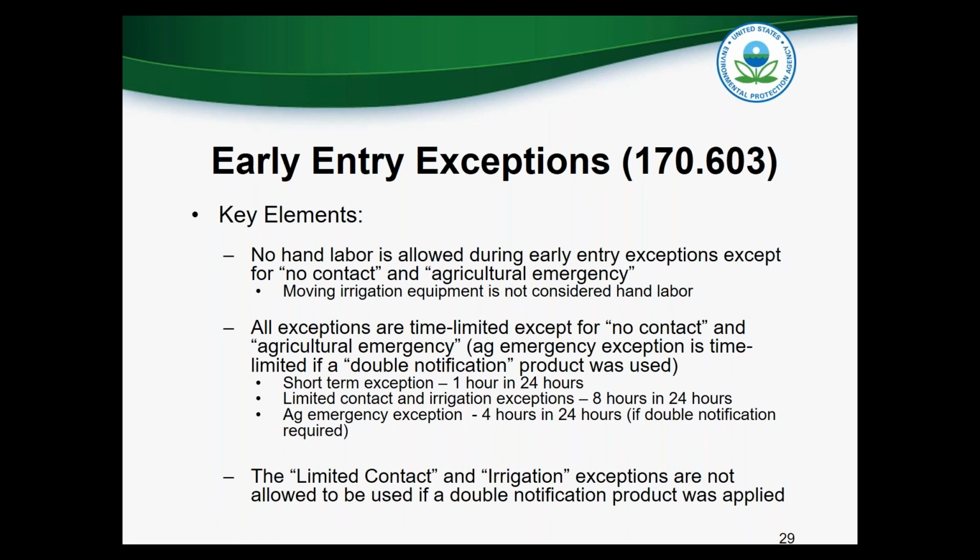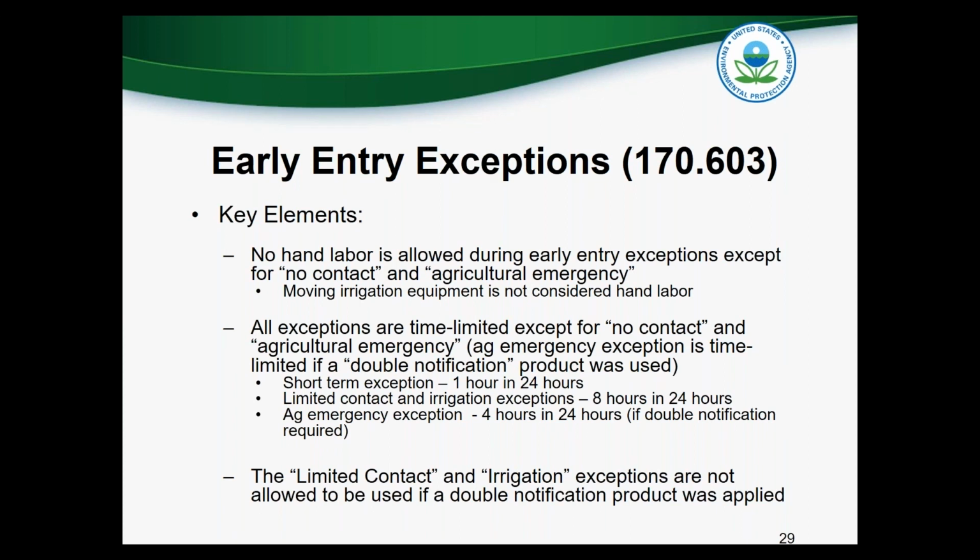And the same thing, if a product with double notification is used for the ag emergency, then it limits the amount of time that you can be in that field to take advantage of the exception to alleviate the emergency. It goes from 8 hours and 24 hours down to 4 hours if they use a double notification product. So that's a summary of the early entry exceptions.